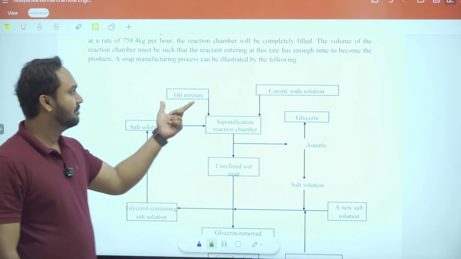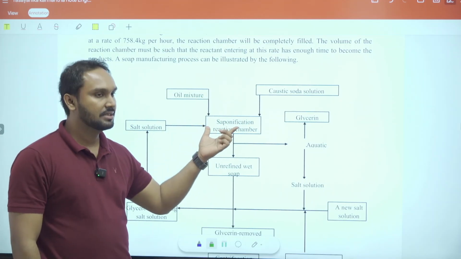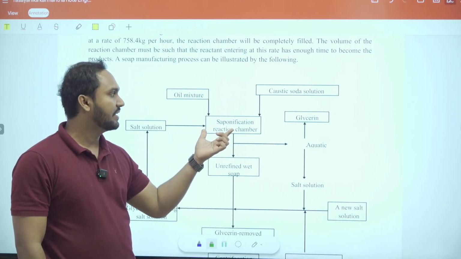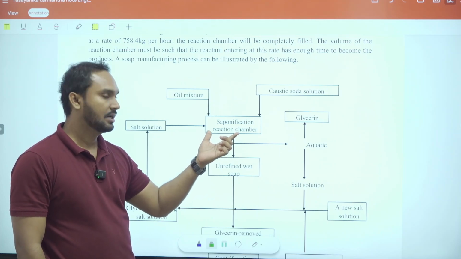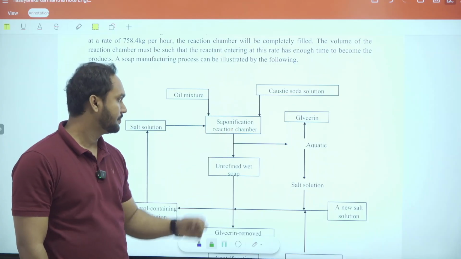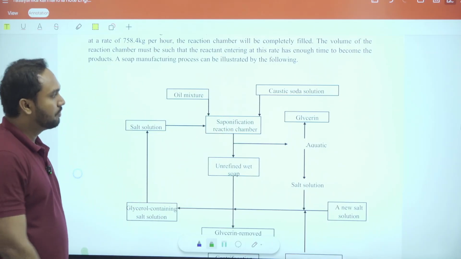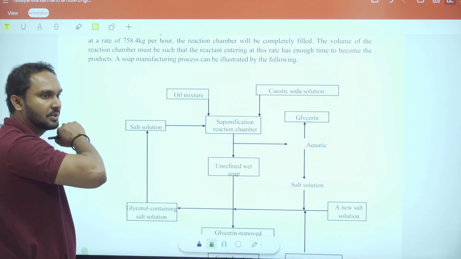Right. So the oil mixture and the caustic soda solution are mixed together in the reaction chamber. What happens? The saponification reaction occurs. That means the soap is produced. Right. Soap is produced here. This is in the chamber. And when the soap is produced, what do we do?